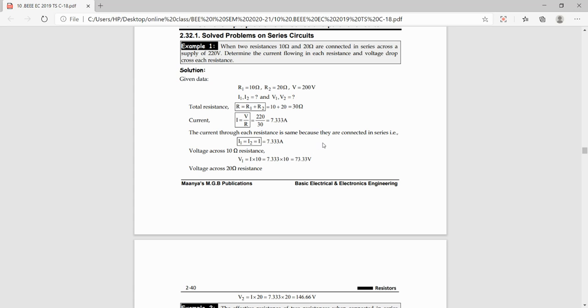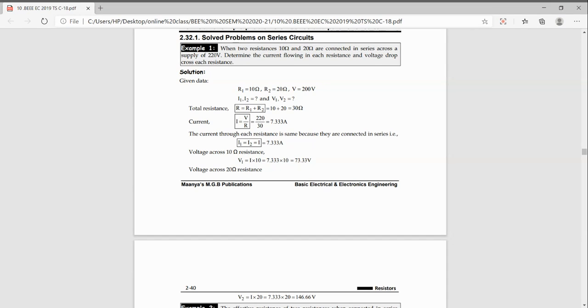Sometimes you may have doubt whether you have got the V1 and V2 values correct or not. For this, you can cross check your values. In a series connection, you know that the total voltage V is equal to V1 plus V2. So you add V1 plus V2, which must be equal to the supply voltage, that is 220 volts. If V1 plus V2 is equal to the supply voltage, then your answer is correct. This is one way of cross checking your answers. Here you add 73.33 plus 146.66 volts, which is equal to 220 volts. This is how you have to cross check the answer.